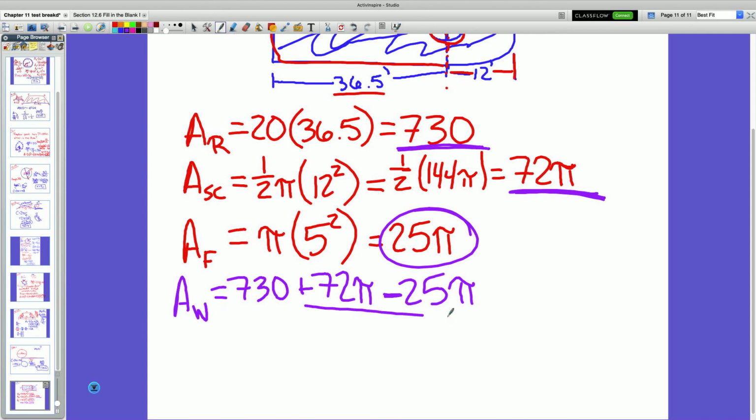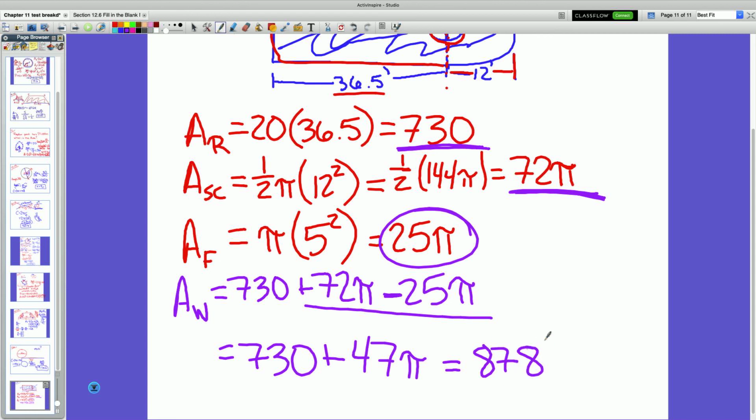So what I would do is do these two first, right? I would do 730 plus, those two both have pi, so combine like terms. 72 minus 25 is 47 pi. So now I would do 47 times pi and then add 730, all in my calculator, and I'm going to get about 878, because it says to round to the nearest foot. So my walkway would be 878 feet.